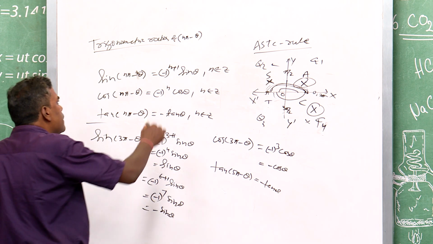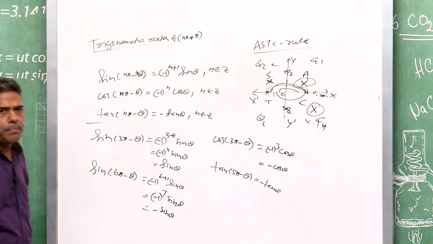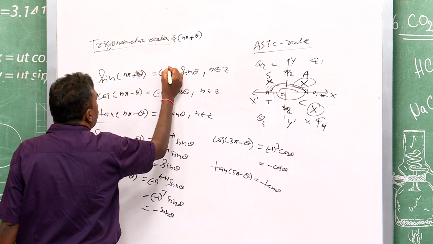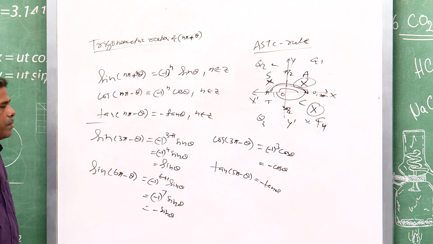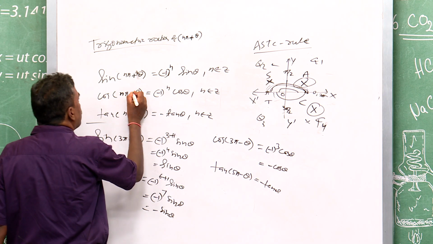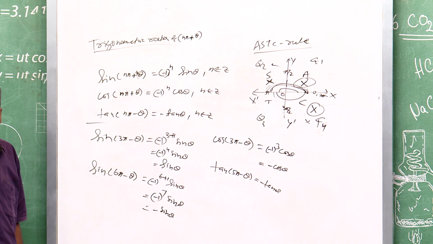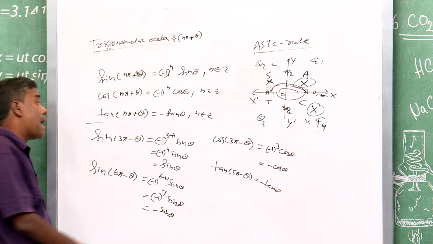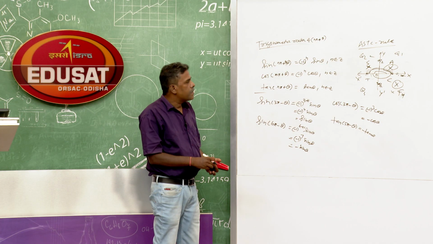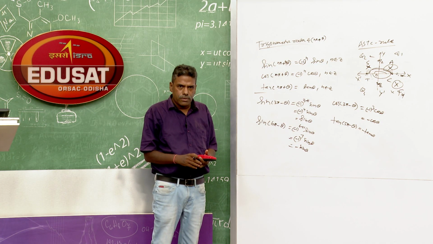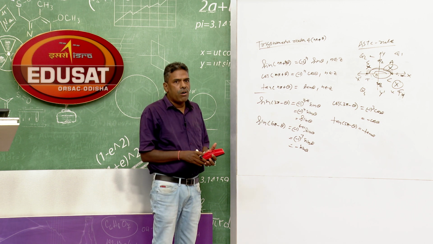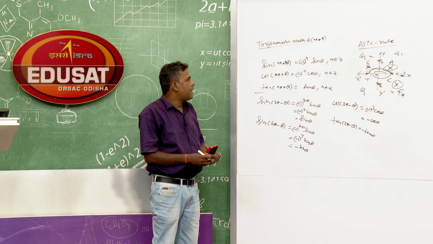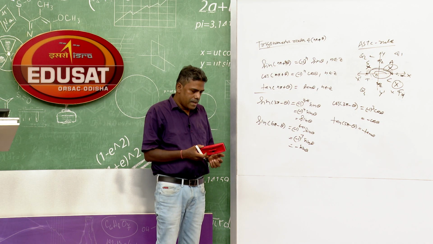So, sin(nπ + θ) is equal to (−1)^n sin θ, where n belongs to Z. cos(nπ + θ) is equal to (−1)^n cos θ, n belongs to Z. tan(nπ + θ) is equal to tan θ, n belongs to Z. Sin(nπ + θ) is equal to (−1)^n sin θ, cos(nπ + θ) is equal to (−1)^n cos θ, n belongs to Z. Tan(nπ + θ) is equal to tan θ, n belongs to Z.